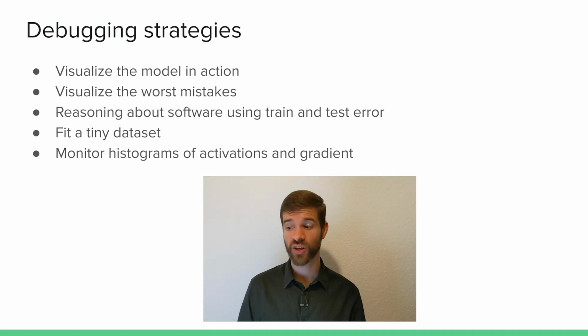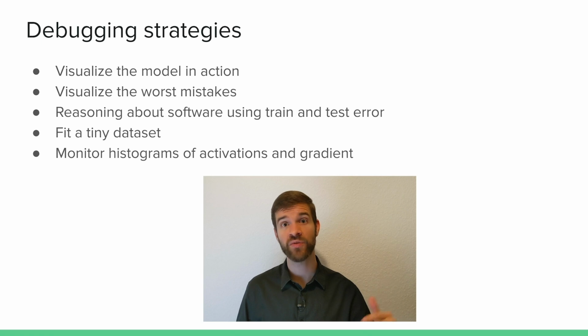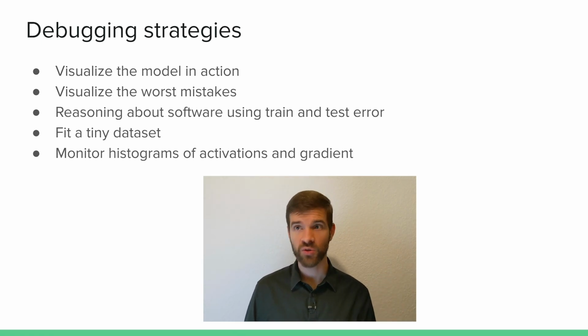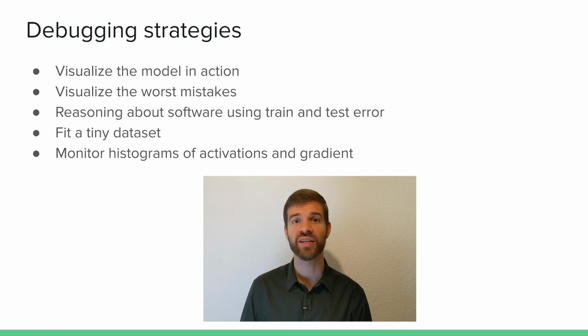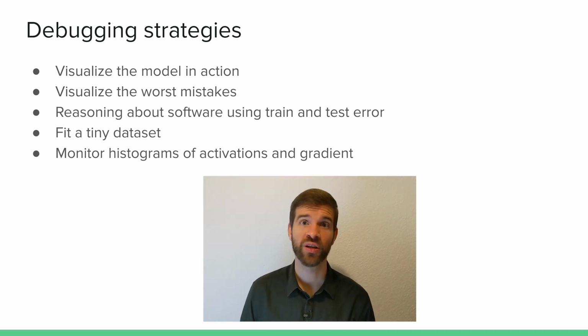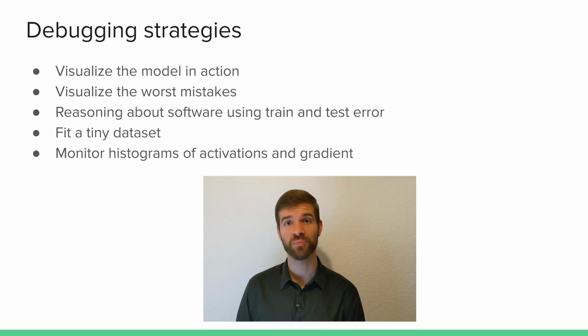Try to reason about your software using the train and test error. You now understand the capacity, you can understand how this behaves, and if you visualize your training and your test error, you can get some insights into how your network is behaving and how it's doing. You should always start with a tiny data set first, just a few samples, to make sure everything is running smoothly. And as I just said, monitor your histograms and other important metrics.